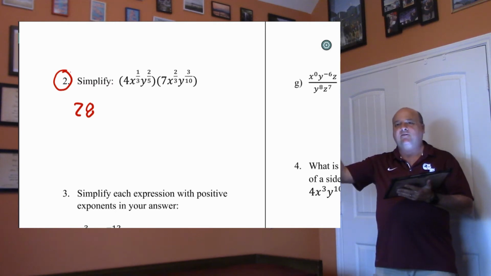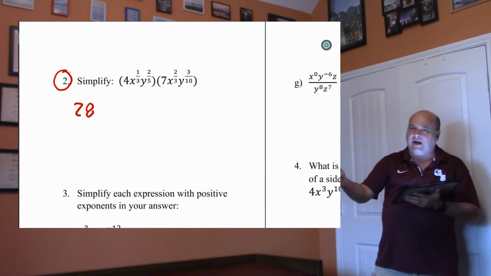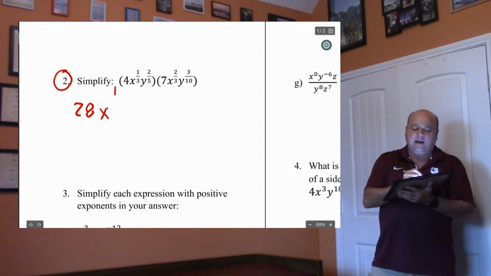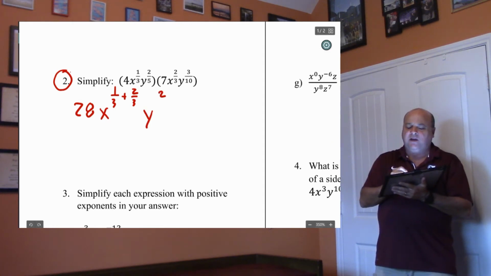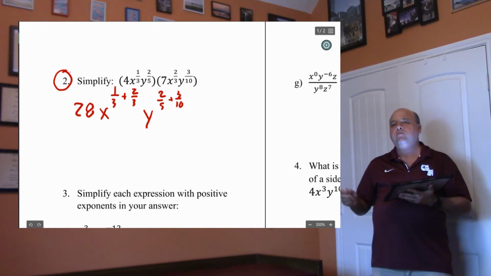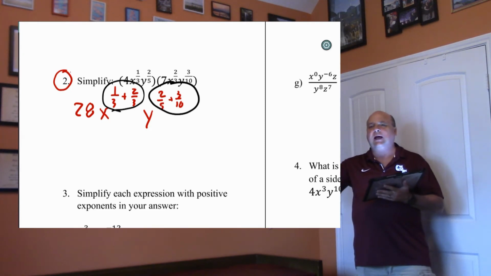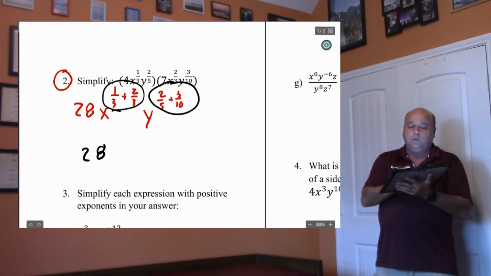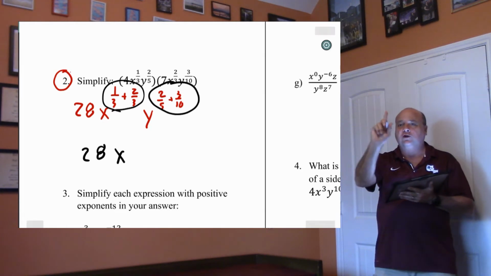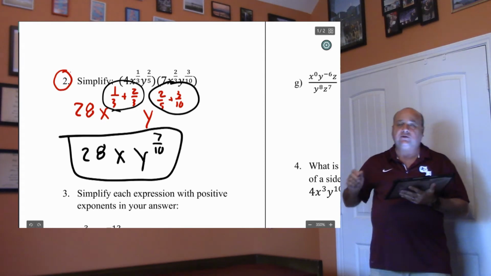Now I have x's and I have y's, and I'm multiplying. When you multiply, you add the exponents. When you divide, you subtract the exponents. So we're going to write down x, and I'm going to add the exponents of 1/3 and 2/3. Then I'm going to write down y, and I'm going to add the exponents of 2/5 plus 3/10. You could do these in the calculator. I'm not going to use the calculator to save time, but we would get 28x. 1/3 plus 2/3 is 1. You don't put an exponent of 1. y: 2/5 plus 3/10 is going to be 7/10. So this right here would be my answer.